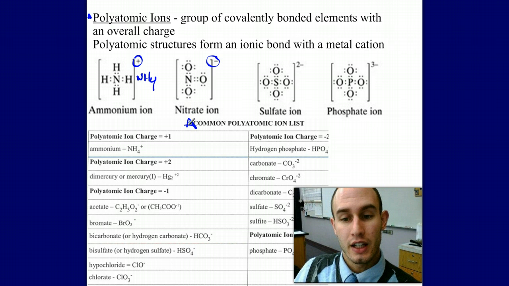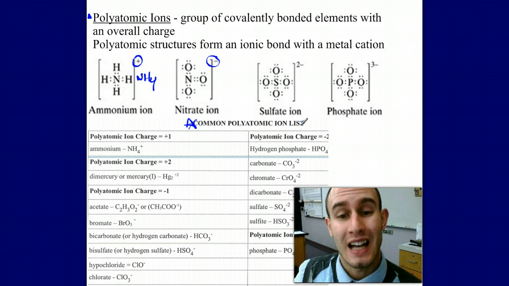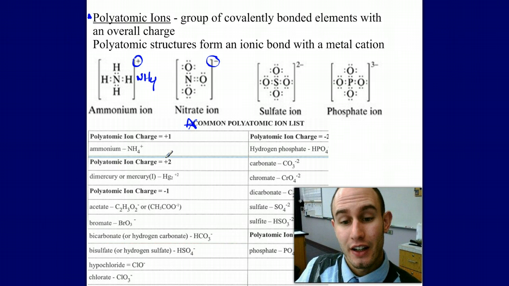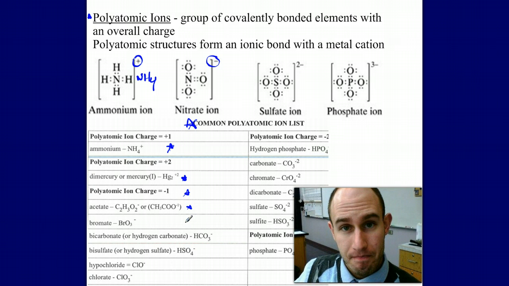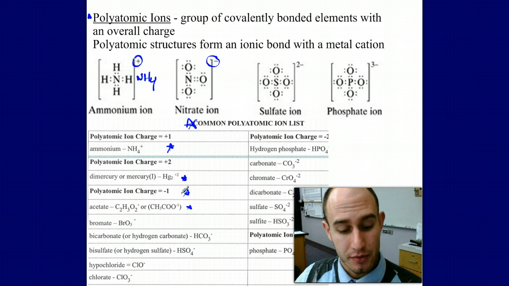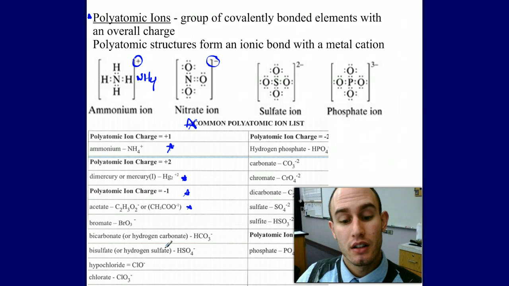And then also in your worksheets packet, you have this common polyatomic list. Take a look at it. You need to recognize some of these. I guarantee they're going to show up on your tests, on your quizzes. I would star all of these, but I'm not going to go through and do this. Study them. Know them. That's it for chapter 6.